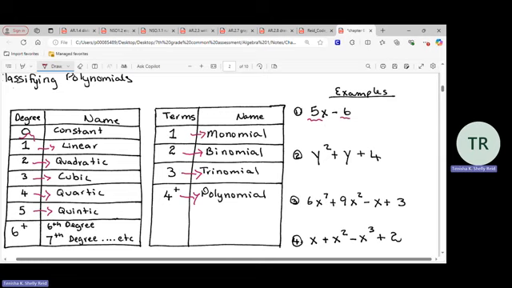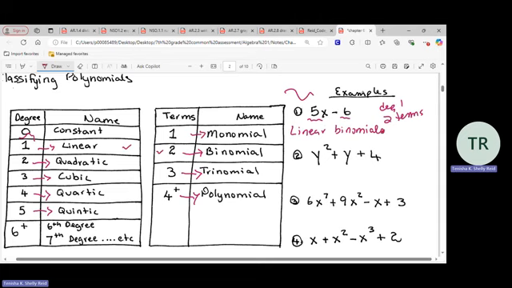Okay, so the highest degree is 1, and there are 2 terms. So this is a linear binomial. And I'm getting that directly from the table. Highest degree is 1, and there were 2 terms. It's a linear binomial. Let's look at number 2.